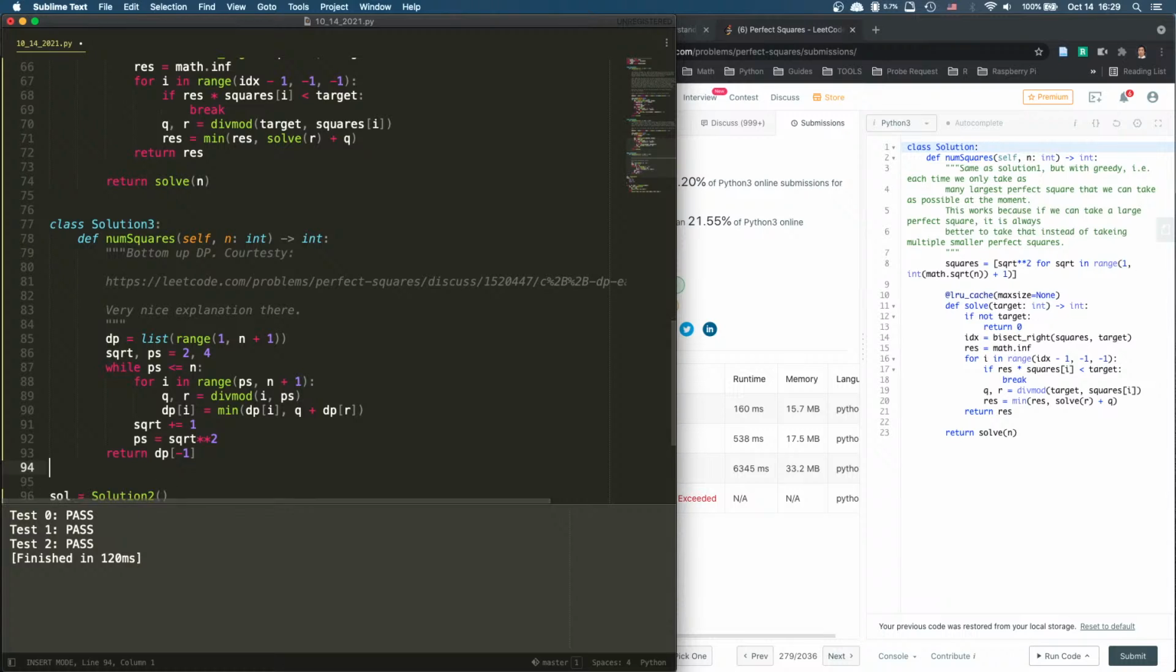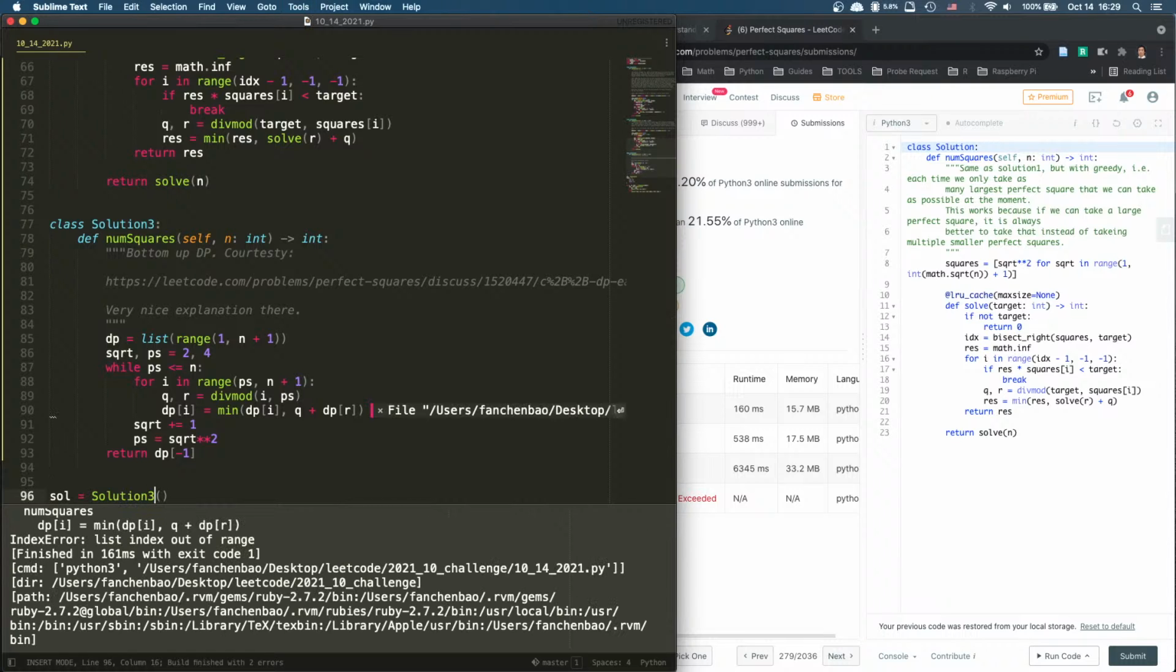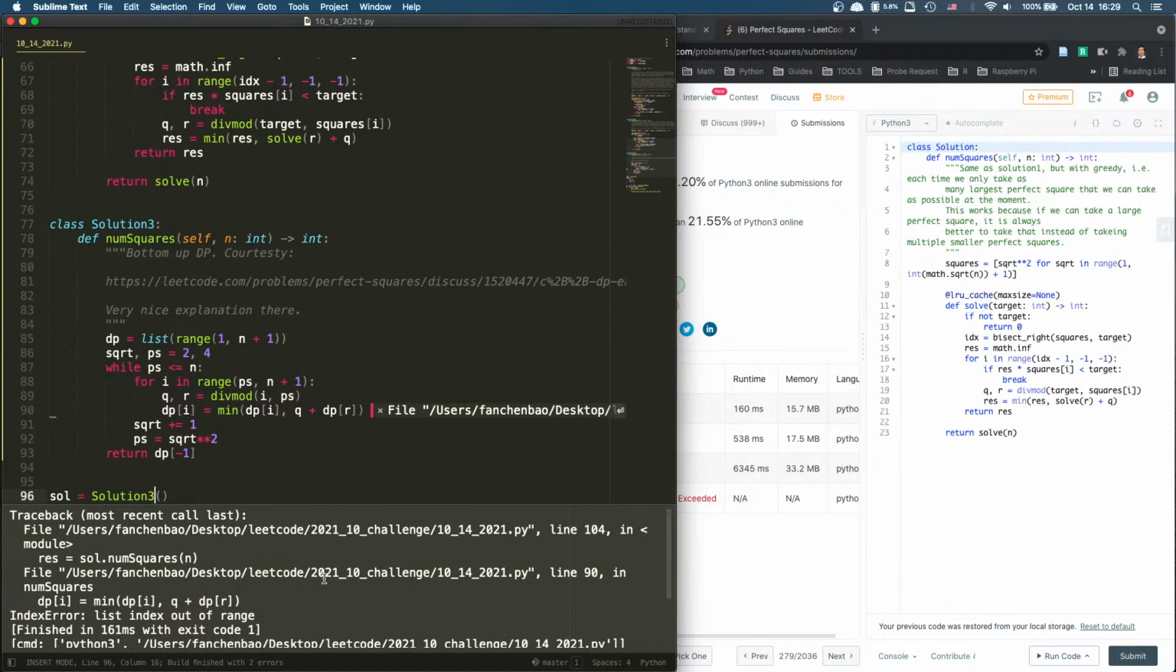Okay, so 3. Ooh, index out of range. What the hell? How is index out of range? I in range. Yeah.